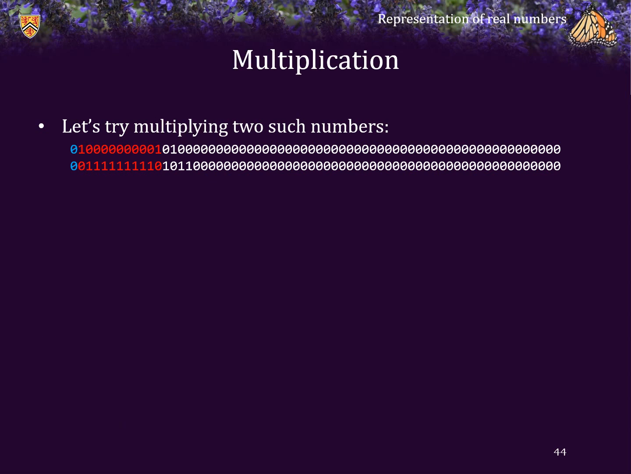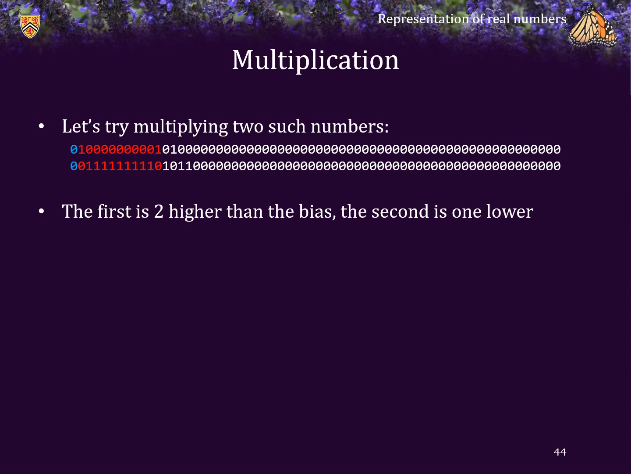Let's try multiplying two numbers that are in the floating point representation. The first one here, taking a look at the exponent, is 2 higher than the bias. So whatever this number is, it's going to be times 2 to the 2. The second one has an exponent that is 1 less than the bias, so whatever number it is, times 2 to the negative 1.